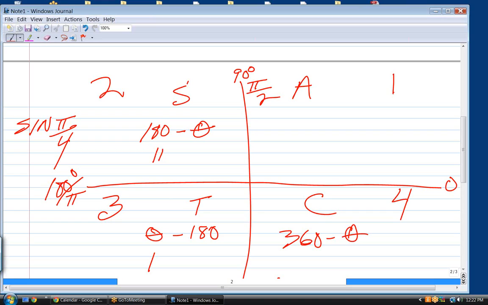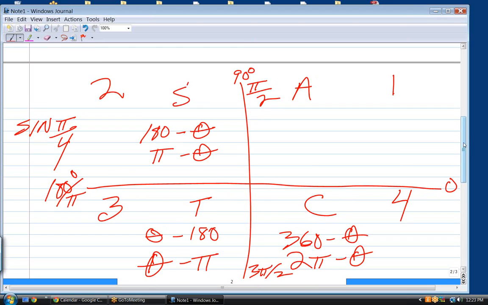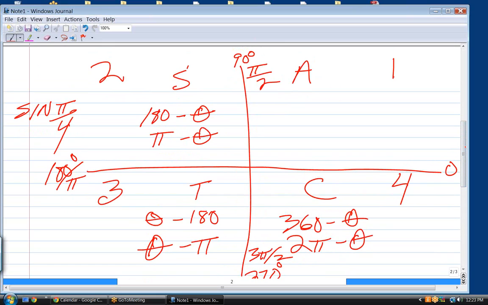This becomes pi minus theta. This becomes theta minus pi. And this becomes 2 pi minus theta. And this is 3 pi over 2 instead of 270 degrees. Okay? So now you have everything you need to do trig functions if you memorize what you're looking at.